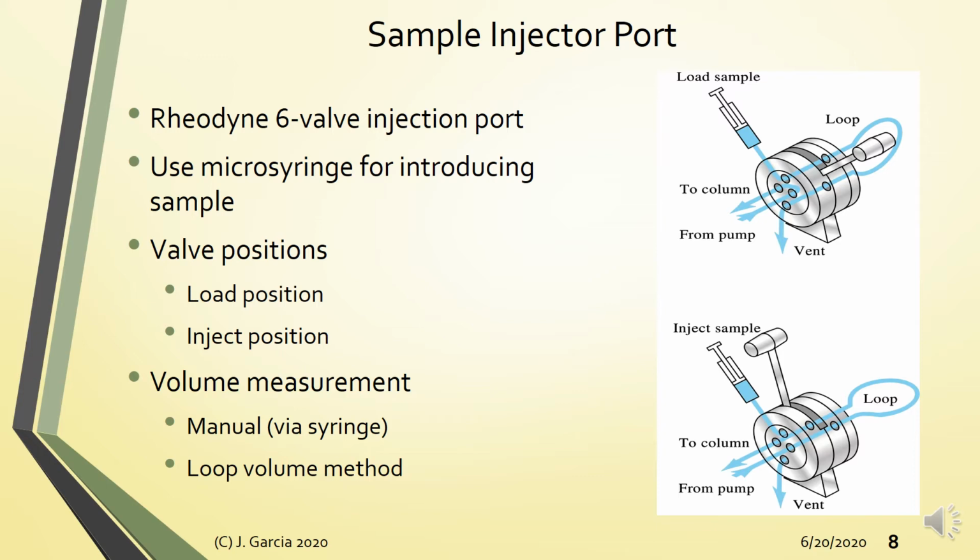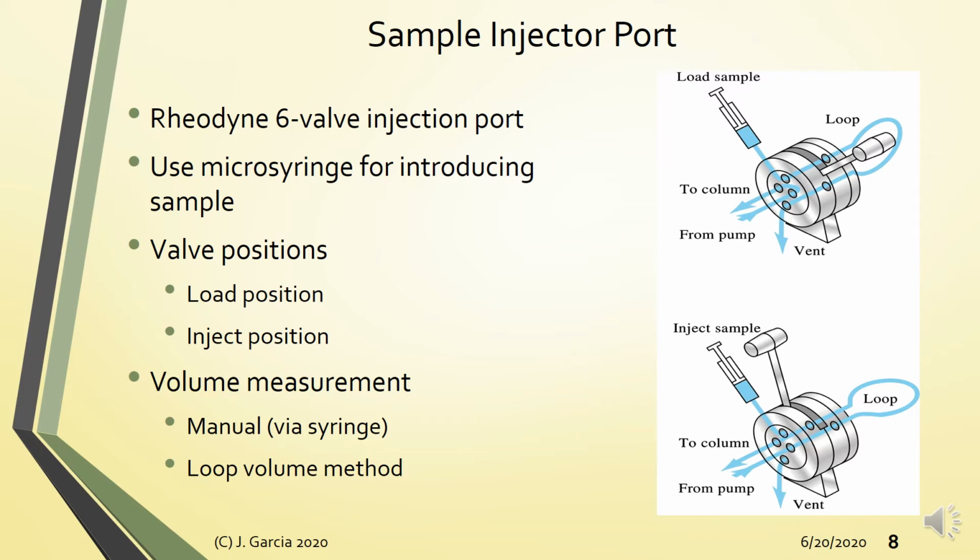The disadvantage is that you cannot readily change the volume of sample injected. You have to change the loop. To change the loop, you have to turn off the system, the machine, and then use wrenches to detach and reattach the new sample loop. Normally, for the loop volume method, you need to inject at least 3 times the volume of the sample loop, to ensure that the sample loop is completely filled with the sample.